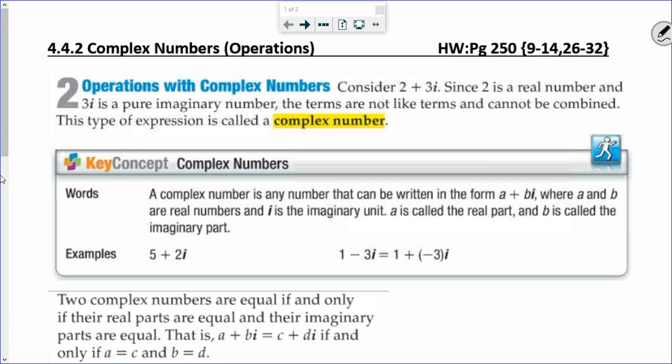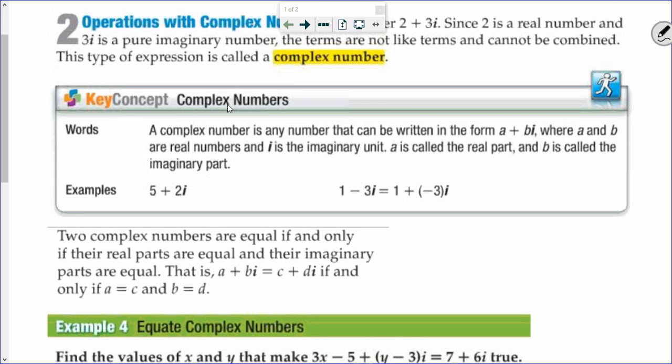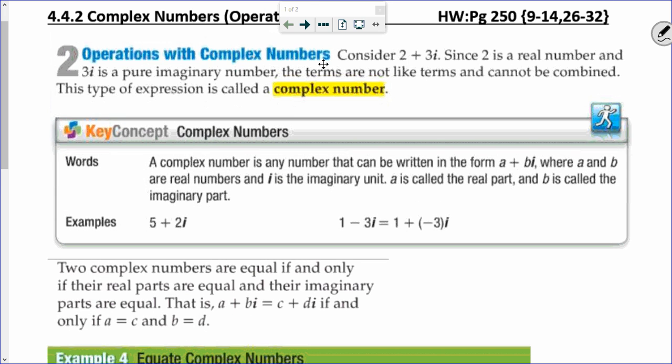Good morning, everyone. Today we'll be talking about complex numbers. A little further, we'll be doing some operations with complex numbers. Your assignments are here at the top of the notes. We'll get to that, of course, after the notes here. So, operations with complex numbers.